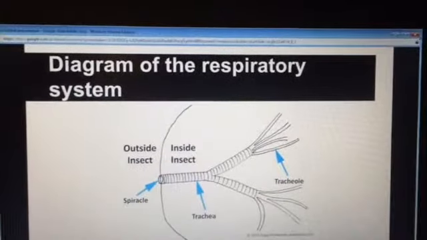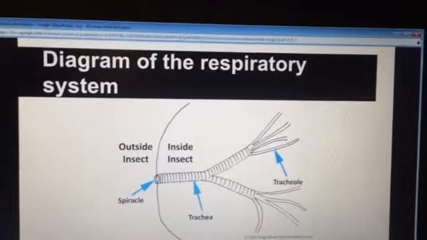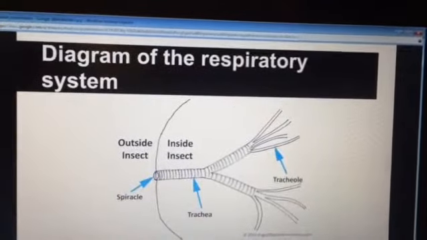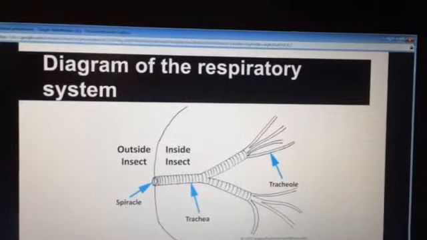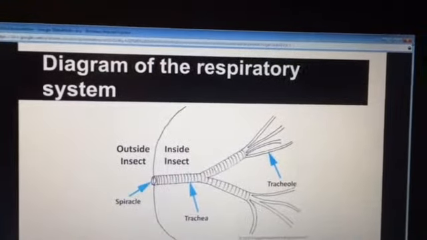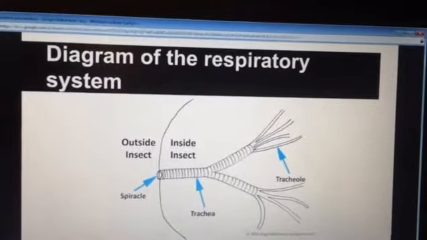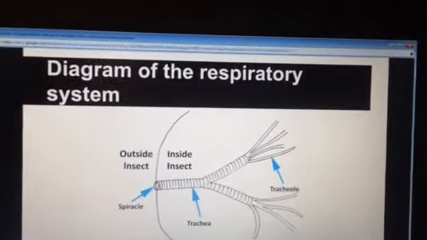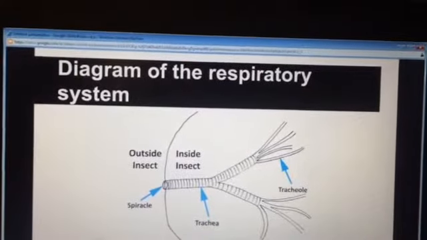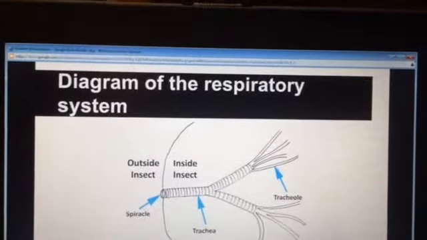Air passes to the end of the tracheoles and is delivered to a single cell or a small group of cells, where it is taken in and used for necessary cellular functions. At the same time, carbon dioxide, produced as a waste product of cellular respiration, diffuses out of the cell and, eventually, out of the body through the tracheal system.